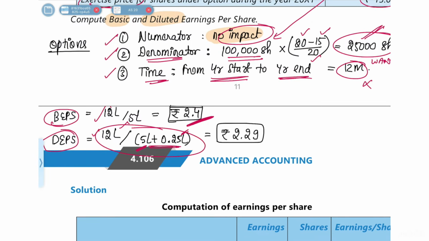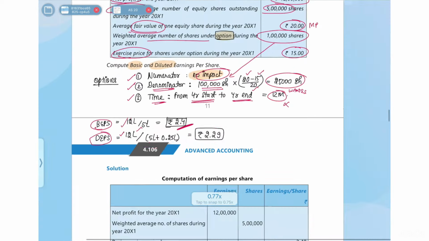If you solve this, your diluted earnings per share would be 2.29 rupees. I hope you understood this question.